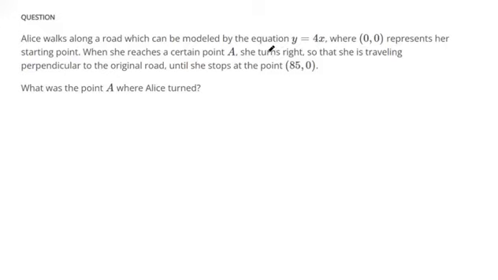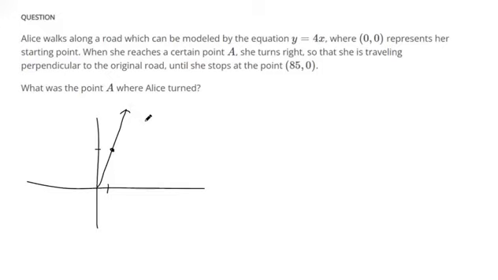Alice is walking along a road, and it's modeled by the equation y equals 4x. When she reaches a certain point A, she turns right so that she is traveling perpendicular to the original road. So let's draw the original road. If this is our x and y grid, then y equals 4x means you go 1 to the right and 4 up. So we're traveling like this. This is the original road.